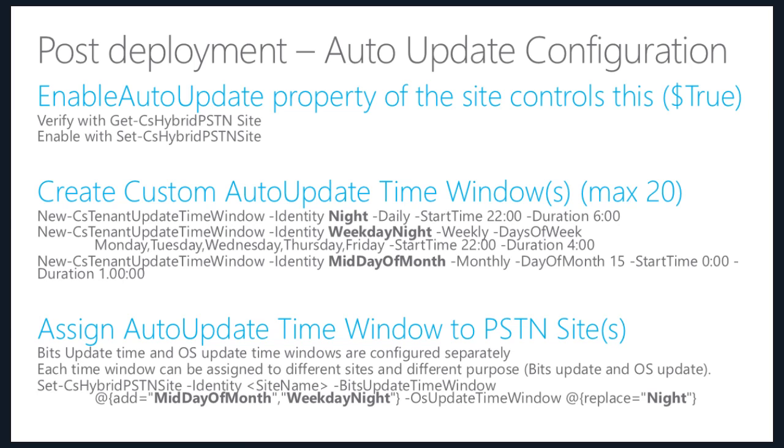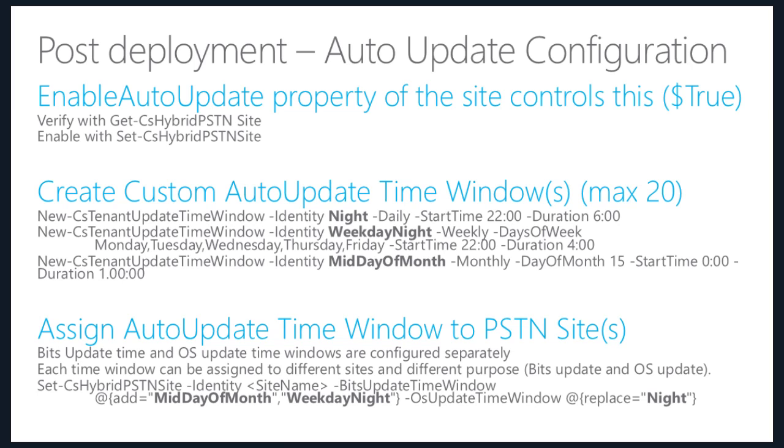From there, we can create our own custom auto update time windows. Now, this step here is really talking about the creation of a particular window or set of windows, right? By itself, this doesn't really do anything because after you create these time windows, you actually have to then go and assign them. But you can see some of the examples that I give here. New-CsTenantUpdateTimeWindow, and in this case, the first identity that I gave it was night.